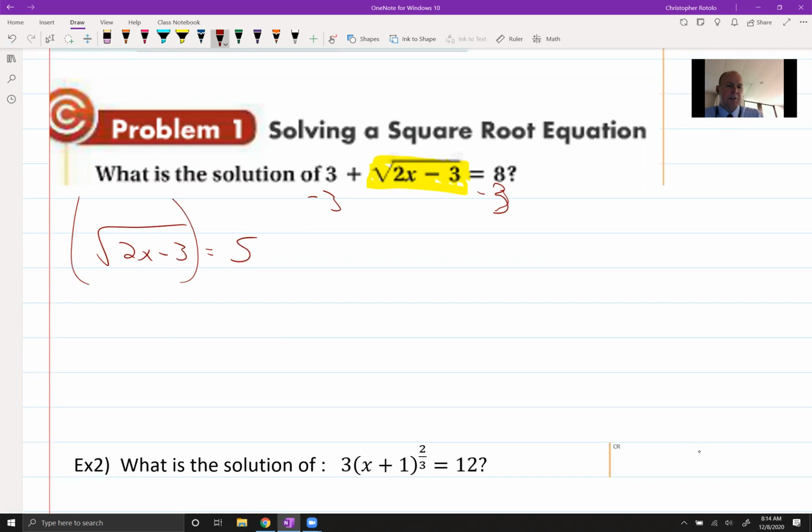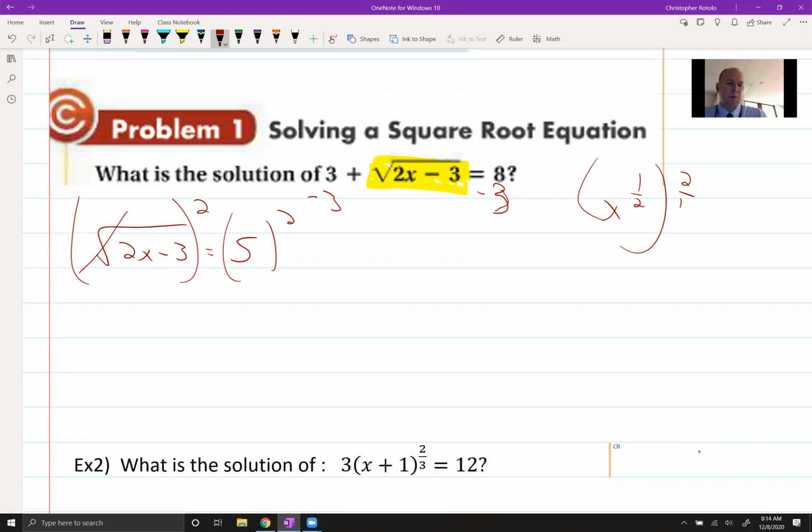And how do I get rid of the square root? I'm going to square it. Okay, because remember, this is like saying the 1/2 power. So I'm going to use that reciprocal power. Right? You're like, Mr. Tola, I already know that. I said, I know. I'm going to show you that intentionally because of the next problem.